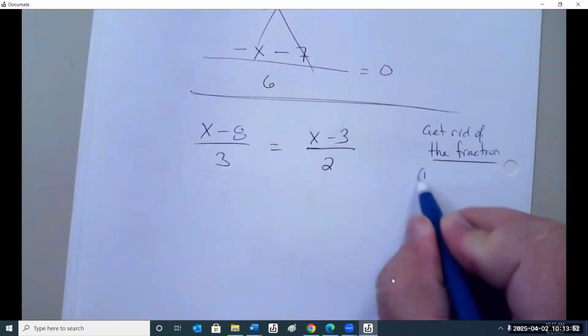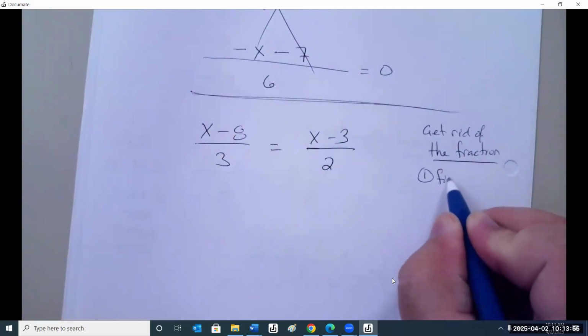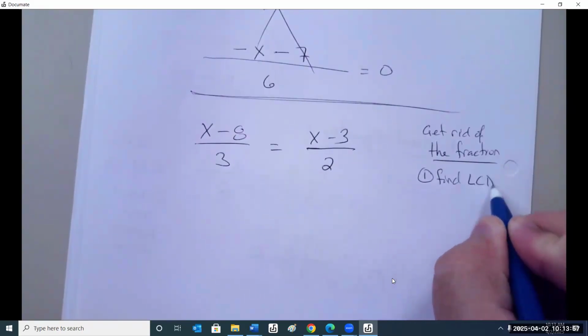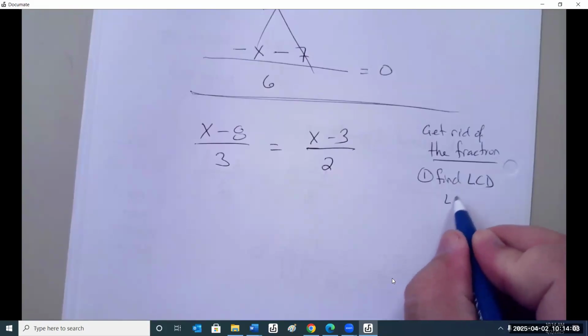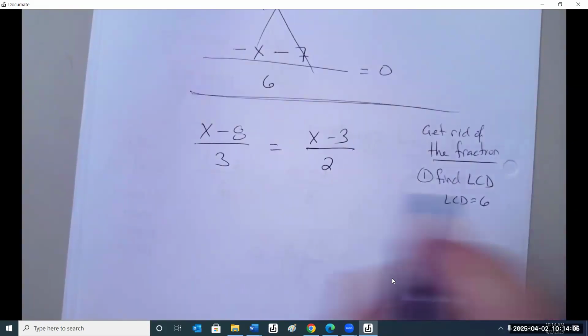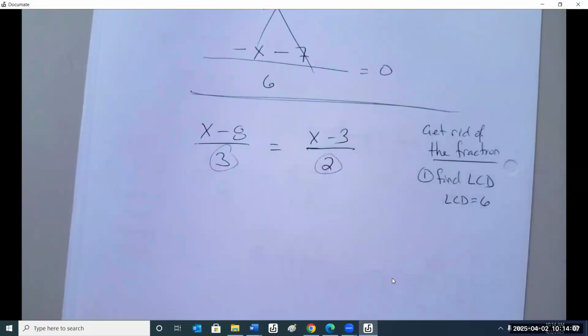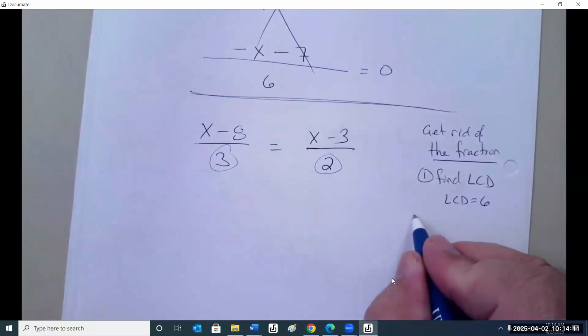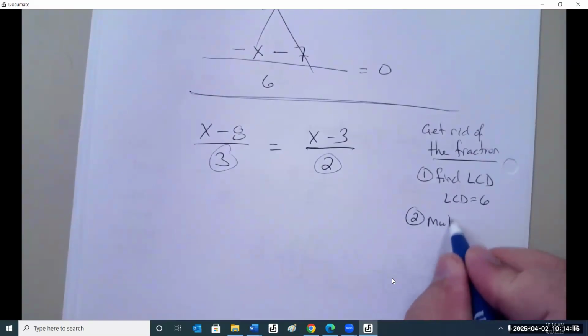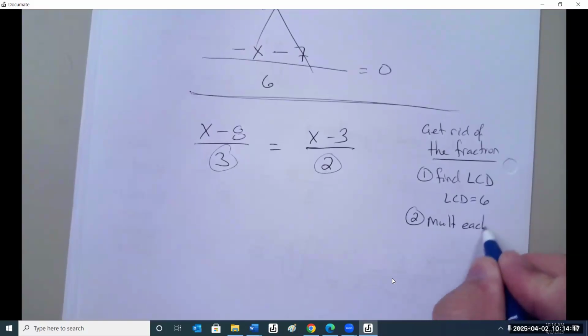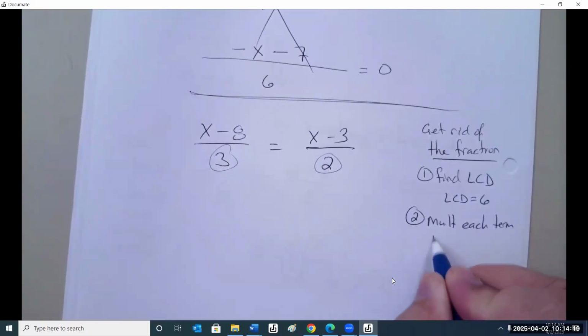How do we do that? First, find the LCD. What's the LCD in this case? Right. If you don't know, just take both of these and multiply them together. Second step: multiply each term by the LCD.